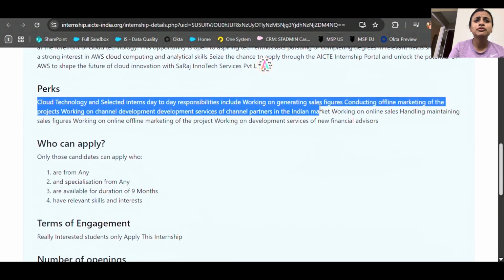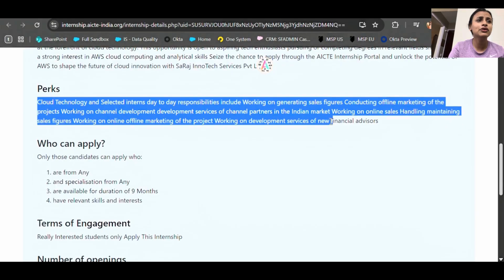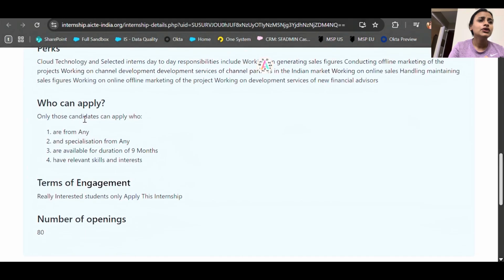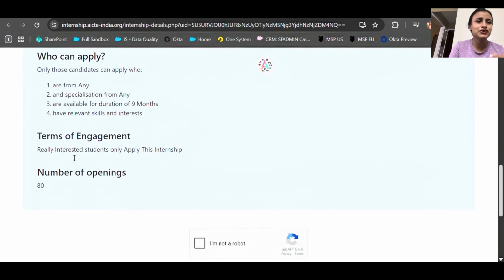Day-to-day responsibilities would include working on generating sales figures, conducting offline marketing of the projects, working on channel development, services of channel partners, Indian market working, and much more. So who can apply? Only those candidates who are from any specialization and are available to work for a duration of 9 months. There is no restriction whether you are a BTech graduate, BE graduate, BA graduate, BSc, BCom, and a lot of things. So it doesn't matter what your skill set is. You can apply over here. What specialization you have taken doesn't matter for this internship, and they are also paying you. So this is a good opportunity for you, I must say.